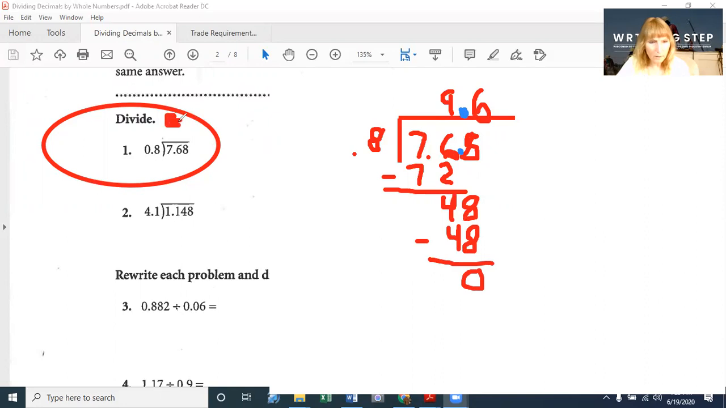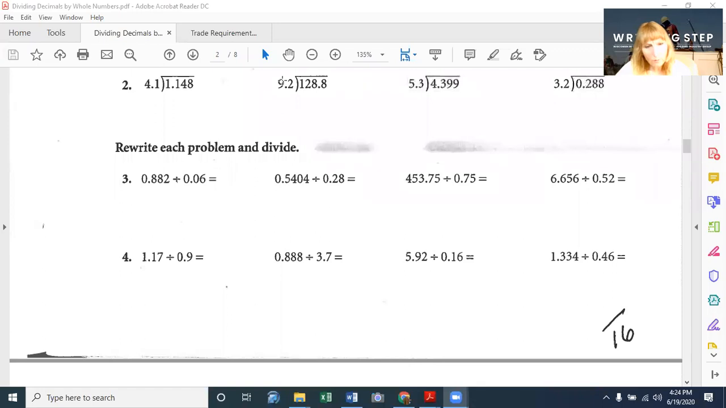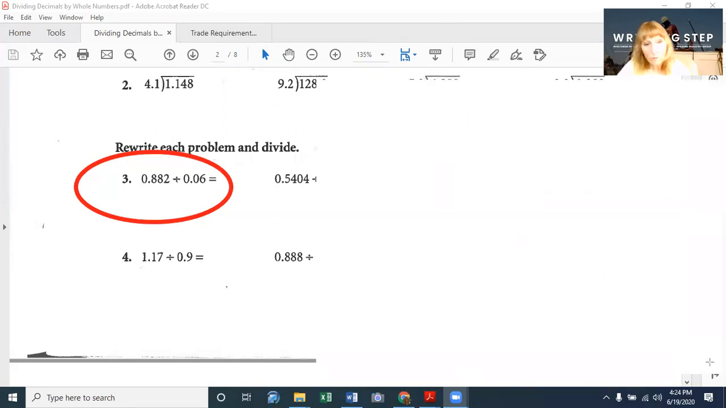9, oh, it's a bad 9. 9.6. There we go. Okay, let's take a look a little further down. It's clear. And take a look at what we would do if we had problem number 3 here. So on this kind of problem, same thing. We're doing the exact same thing. You have to remember which number goes on the inside and which number goes on the outside.